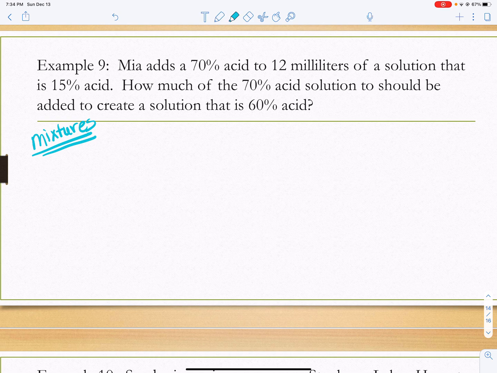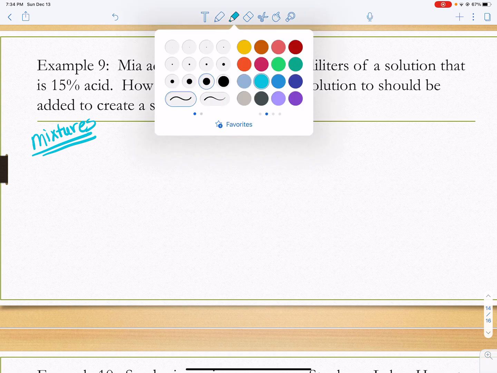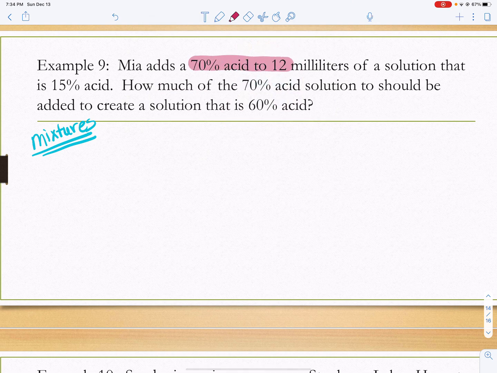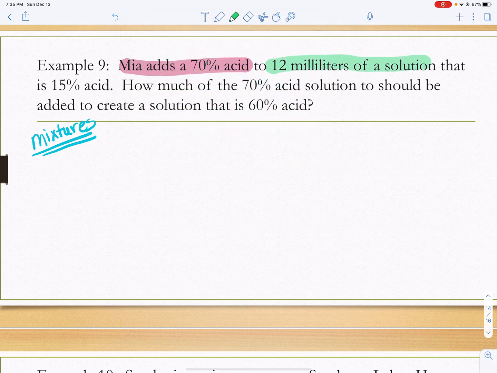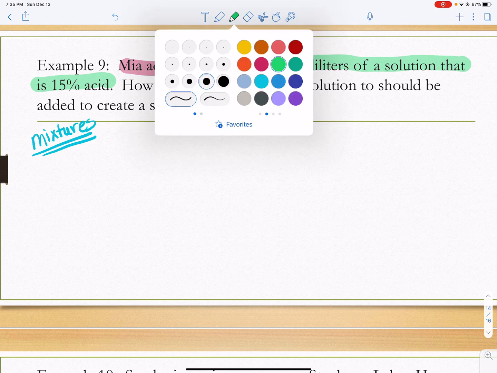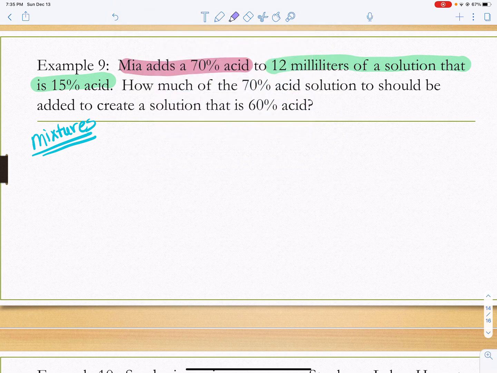You just have to read the parts of it. So this says Mia adds 70% acid to 12 milliliters of a solution that is 15% acid. So that goes together. You're mixing the pink and the blue, and you're getting it to equal the question: how much of the 70% acid should be added to create a solution that is 60%?